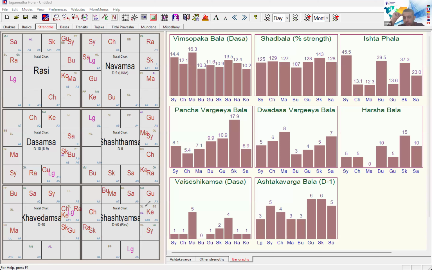D2, D60 house is Mangala, Mangala's house. And Mangala is happy, strong, also sitting in his own house. Why is there a birthmark? A birthmark signifies positive or negative. I didn't tell you how I found the birthmark.